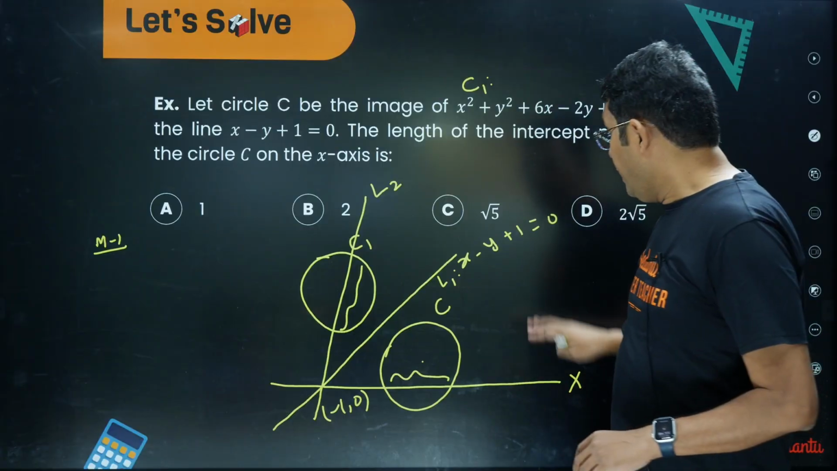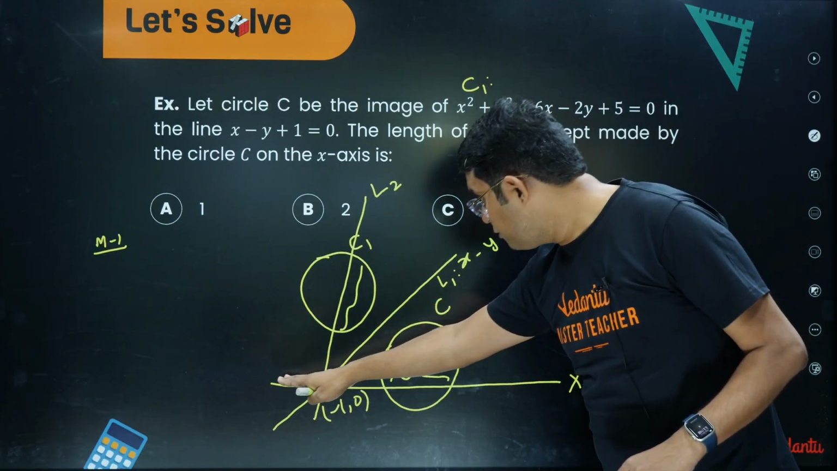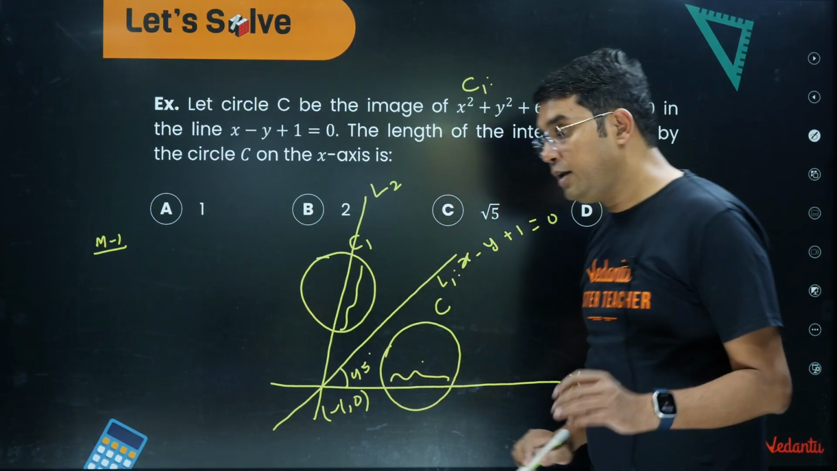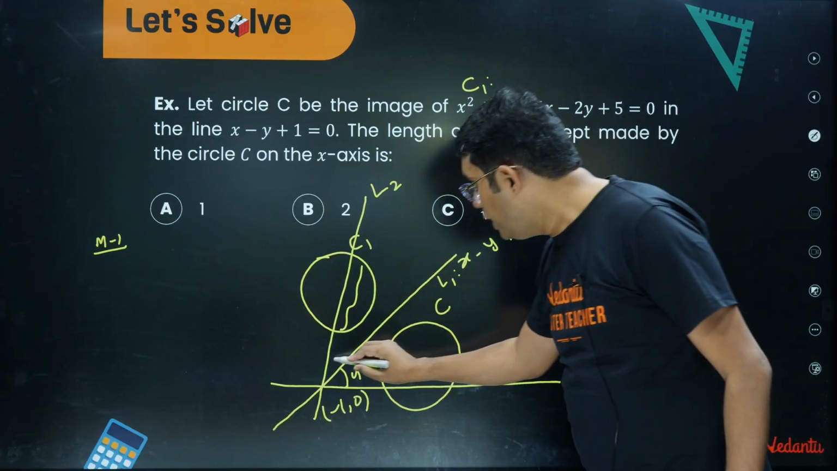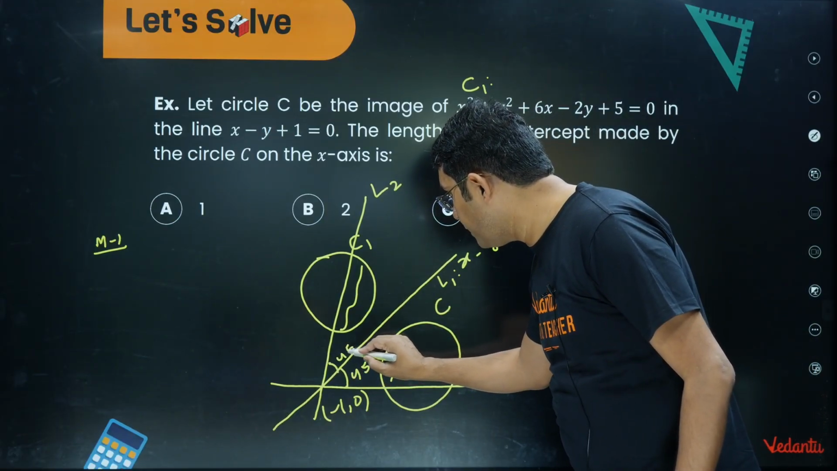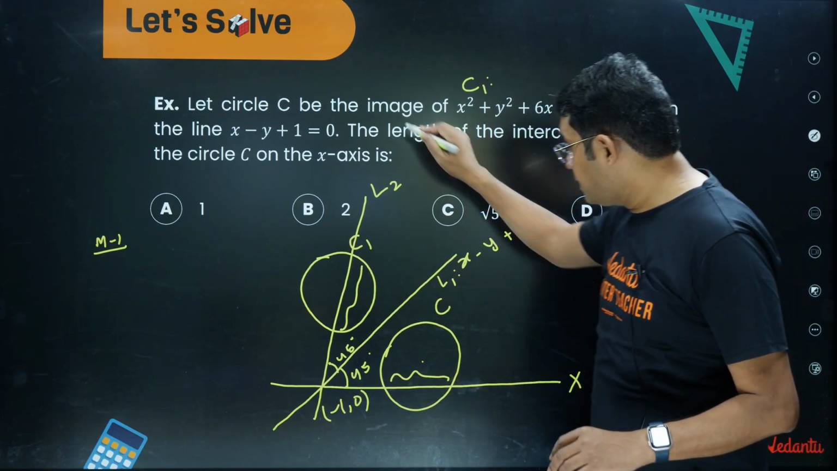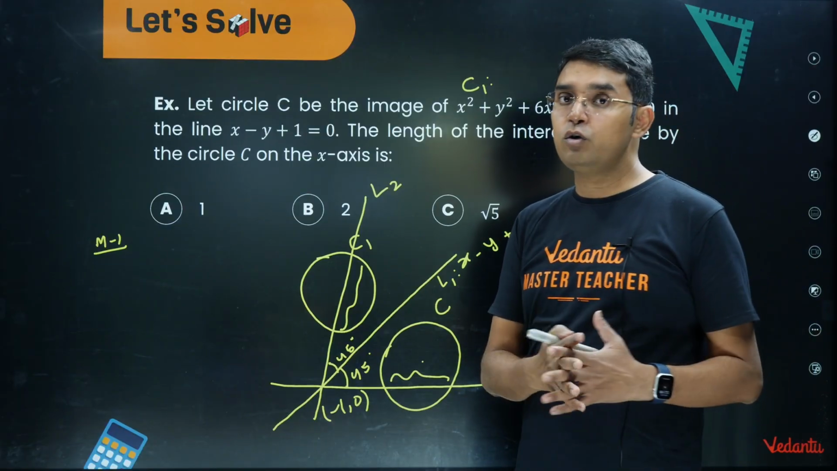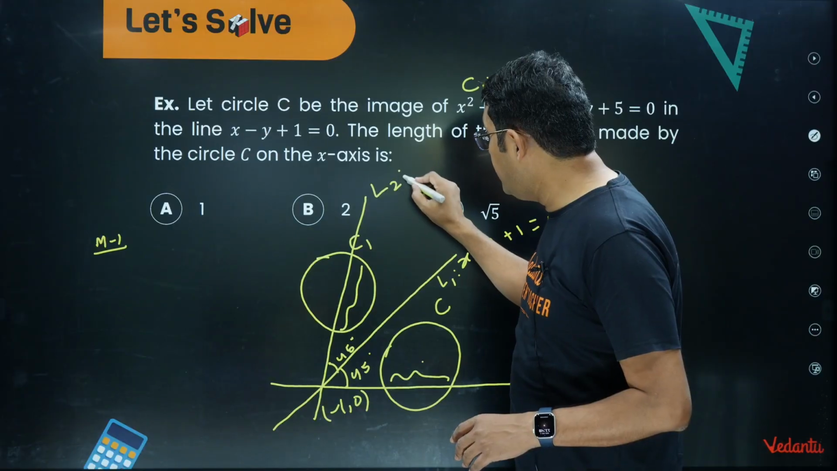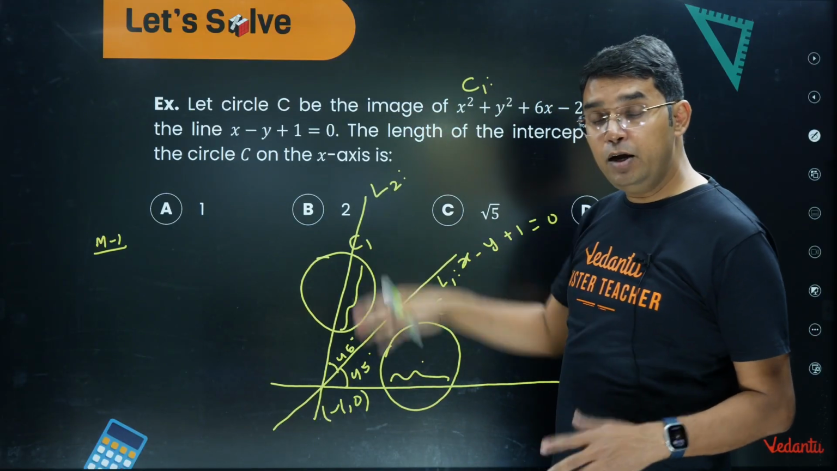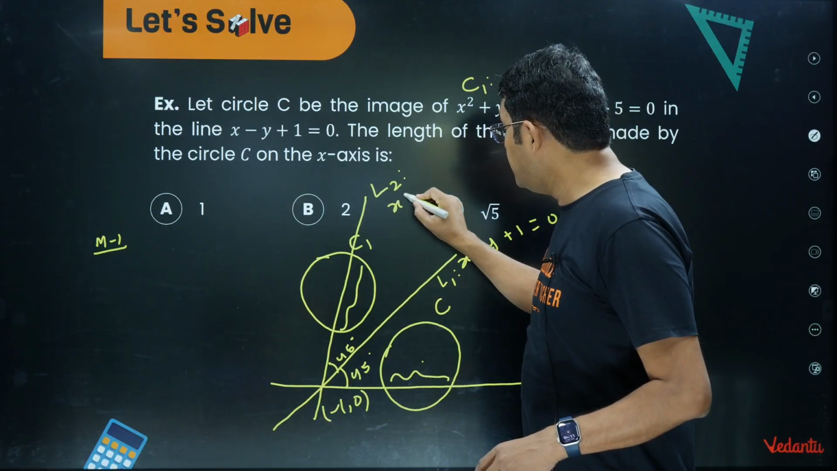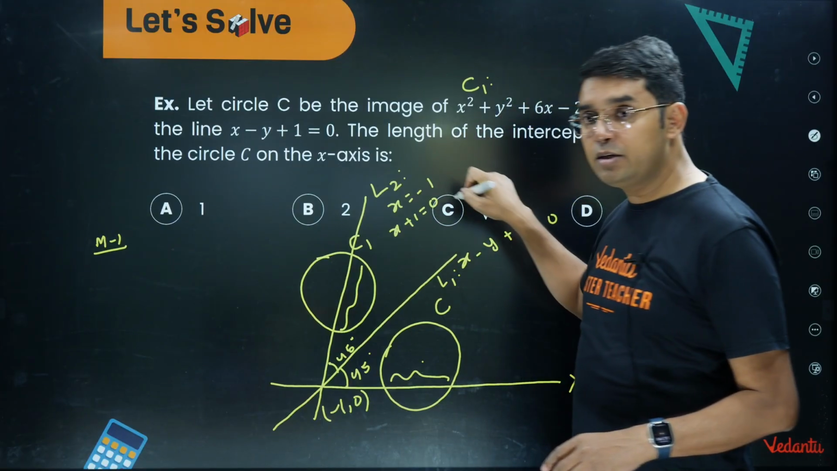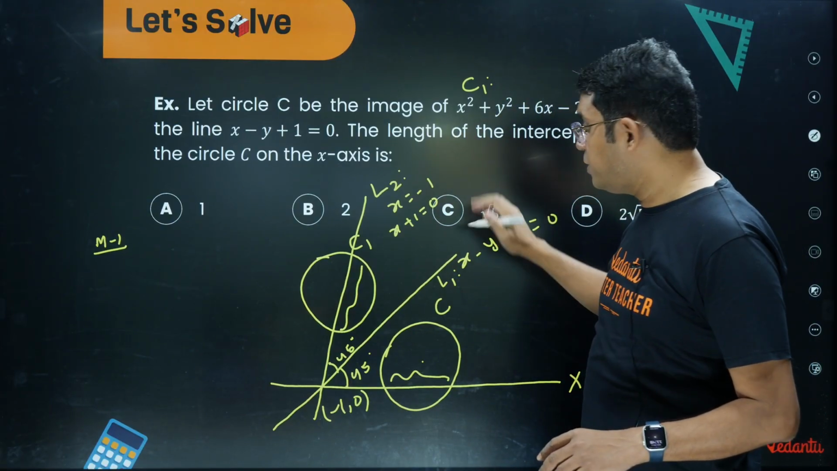Now the second thing, because this line is making a 45 degree angle with the x-axis, if you take the image of the x-axis in this line, this angle should also be 45 degrees. If that is so, then this line L2 should be perpendicular to the x-axis, that means parallel to the y-axis. So the equation of this line L2, because it is parallel to the y-axis, should be x equal to minus 1, or you can say x plus 1 equal to 0. So this line L2 is nothing but x plus 1 equal to 0.